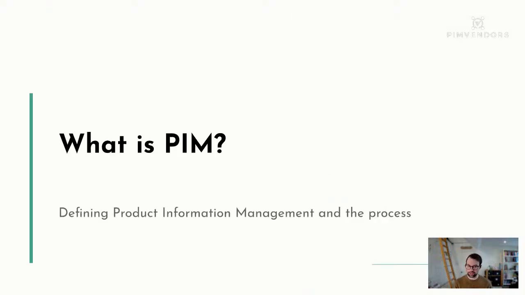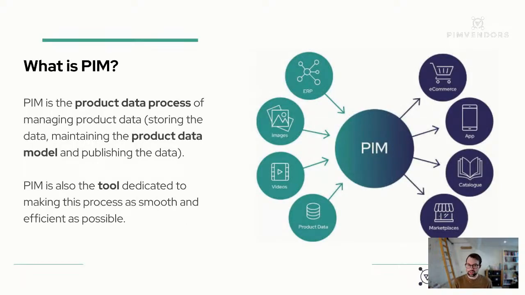So real quick, what is PIM? Defining product information management, that's what PIM stands for, and also the process of managing all that product data. So what is PIM? It is two things, really. It is the process of managing product data. So that means storing that data, maintaining the product data model, and then, of course, publishing the data to your downstream channels. So it is a process, but it is also the tool, the dedicated IT tool that you use to make that process as smooth and efficient and error-free as possible.